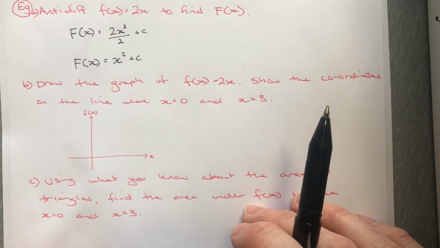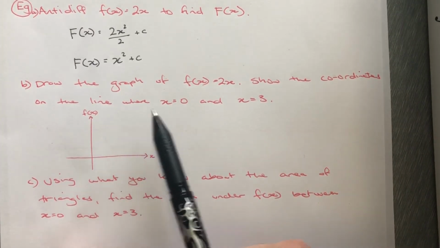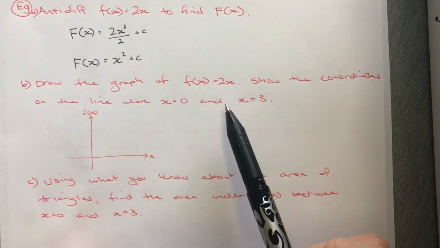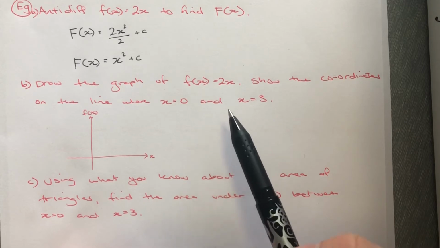But we're not going to use the rule to find the area just yet. We're going to do something else. So it says draw the graph of f of x equals 2x. I'm sure we can do that. And show the coordinates on the line where x is 0 and x is 3.